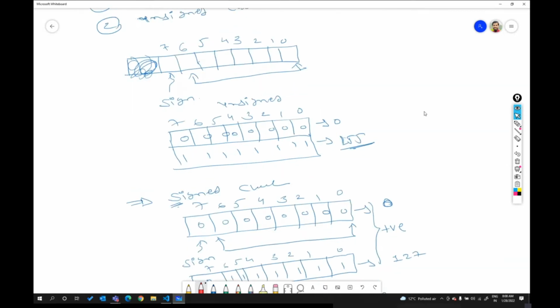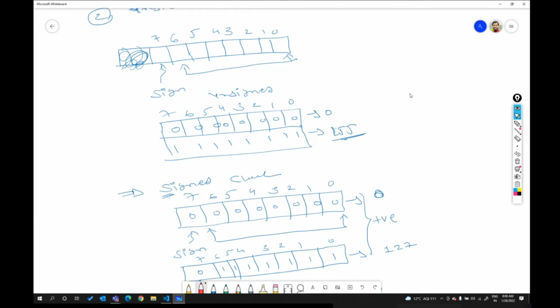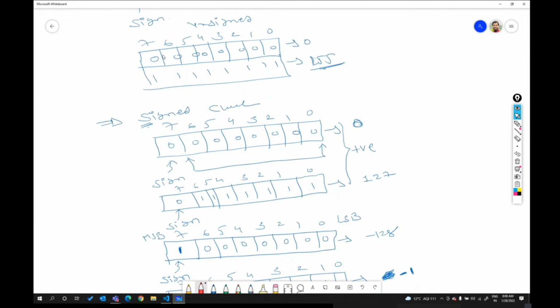In the case of signed, the most significant bit is considered as a sign bit. That means here it's 0, so it is considered as a positive number. Here this most significant bit is 1, that means it's considered as a negative number. So this is the format of unsigned. If every bit is 0, that means 0. If all 8 bits are 1, that means it's 255.